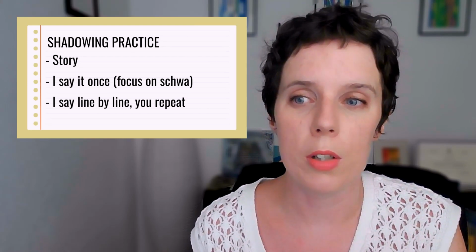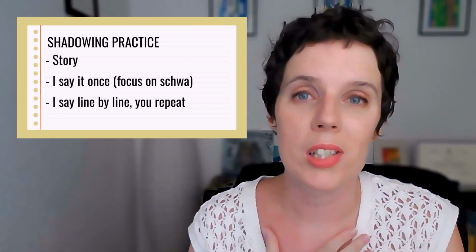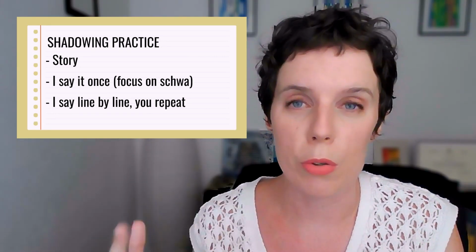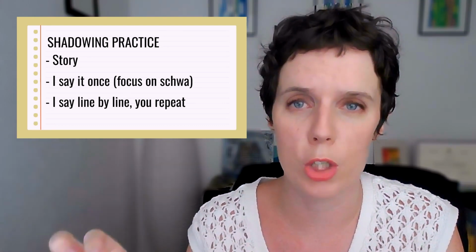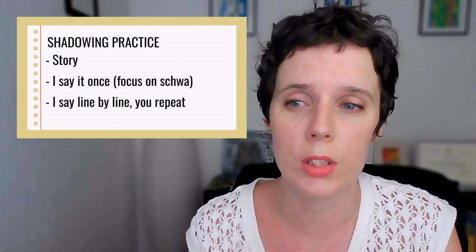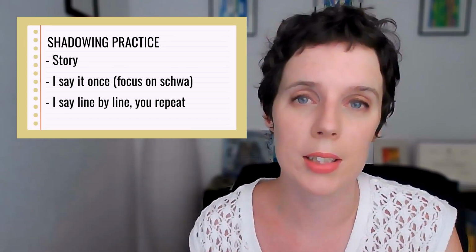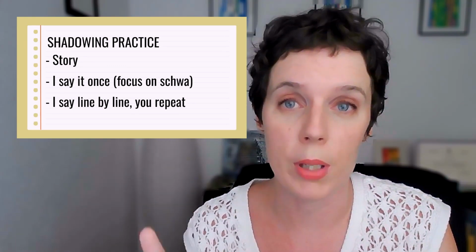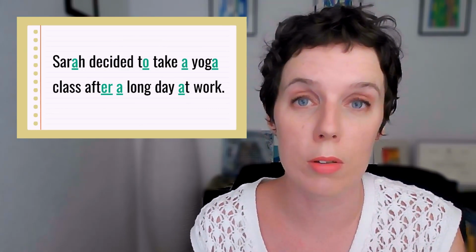So the way we're going to do this is we're going to use a story, a short story. I'm going to say the story once, all the way through, and I want you to focus on those schwa sounds. I've highlighted where the schwa sounds will be in our vowels. So I'm just going to say it once, and you focus, and then I'm going to say it a second time, sentence by sentence, and you are going to repeat each sentence, focusing on those schwa sounds. Alright, so let's take a look at our story then.